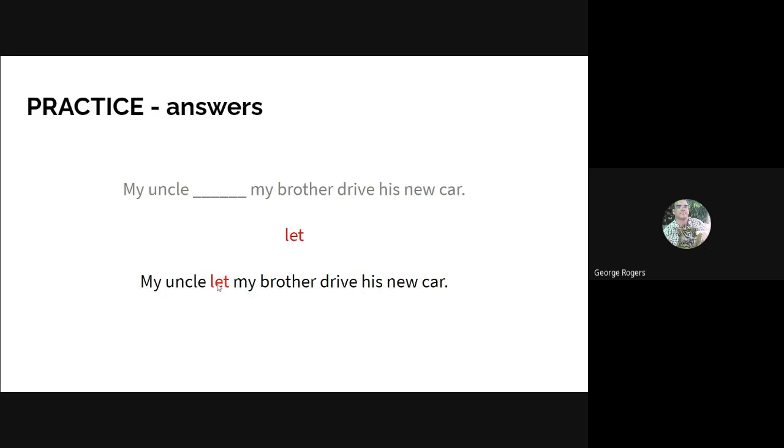If it was all the time, it would be my uncle lets my brother drive his new car. That would be as if it's present. Let's look at the next one.